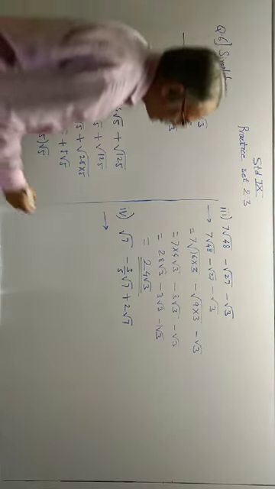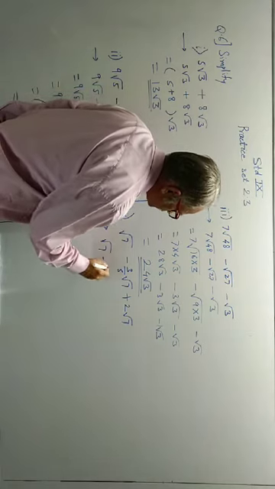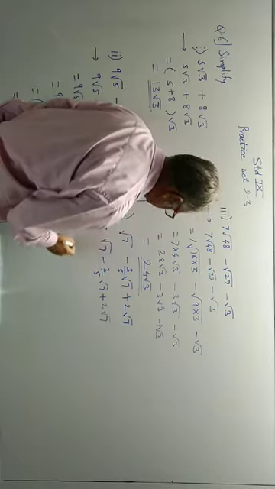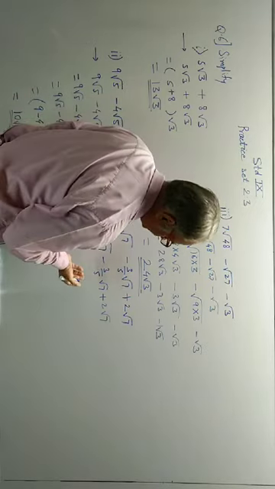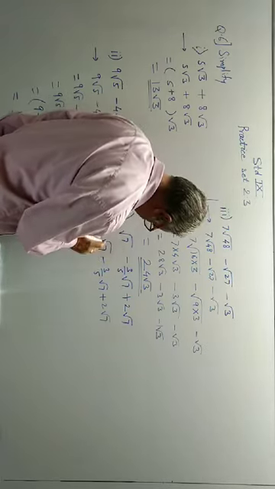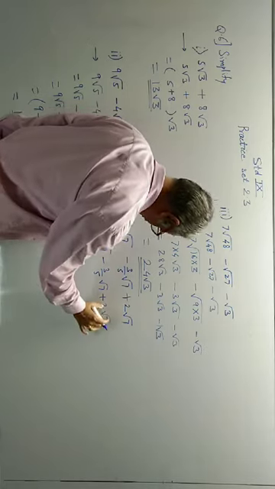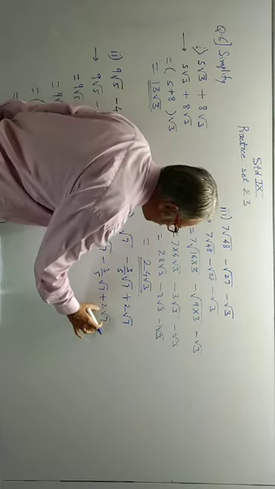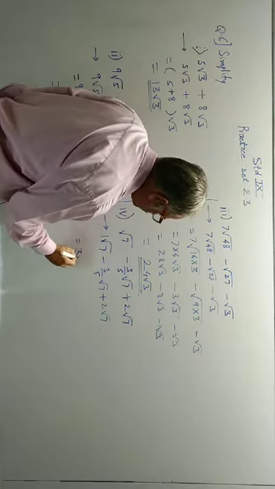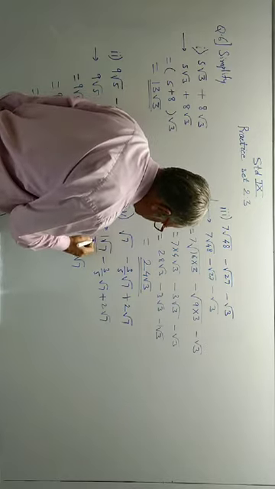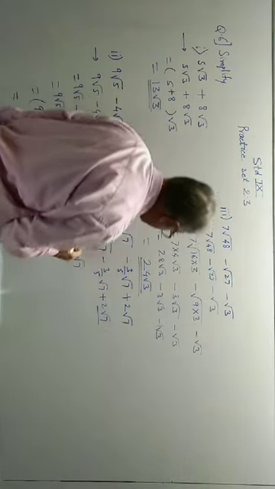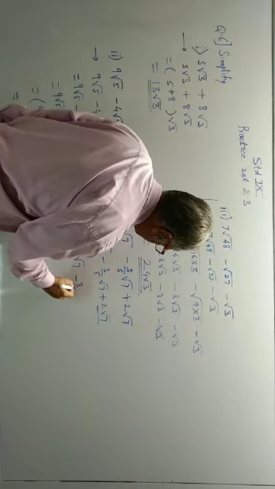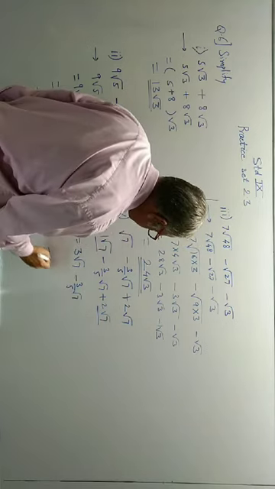Now next, all are root 7 terms. So if we take root 7 common, we can get the answer. Otherwise we can do root 7 means 1 root 7 plus these 2 root 7. Both are integer coefficients. 1 root 7 plus 2 root 7 will be 3 root 7. Addition of these 2 is done. 3 root 7 minus what remained? 3 by 5 root 7. Now we will take common root 7.